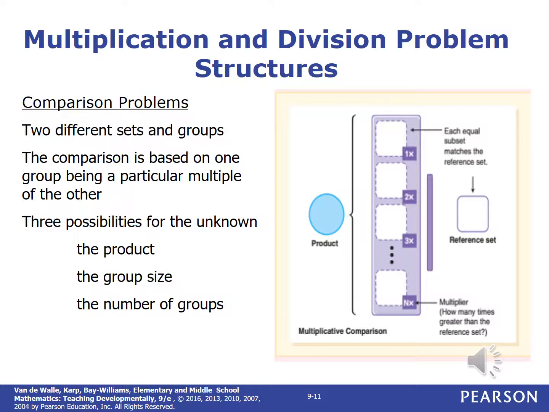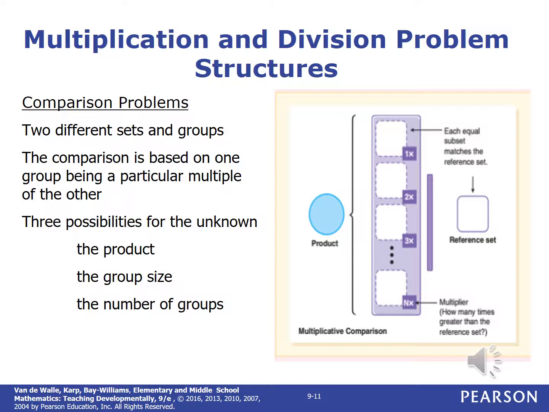And within these problems, there are 3 possibilities for the unknown. One could be the product, and here's an example of how an unknown product would be phrased. Let's say you were told Jill picked 5 apples. Mark picked 3 times as many as her. How many did Mark pick? 3 times 5 would be 15, so that's an unknown product.